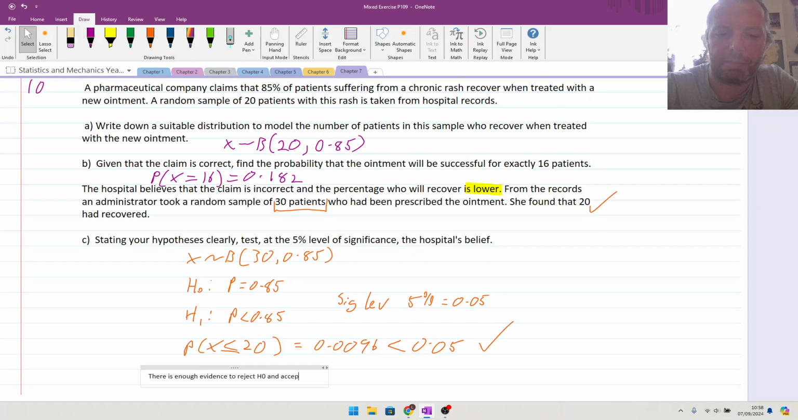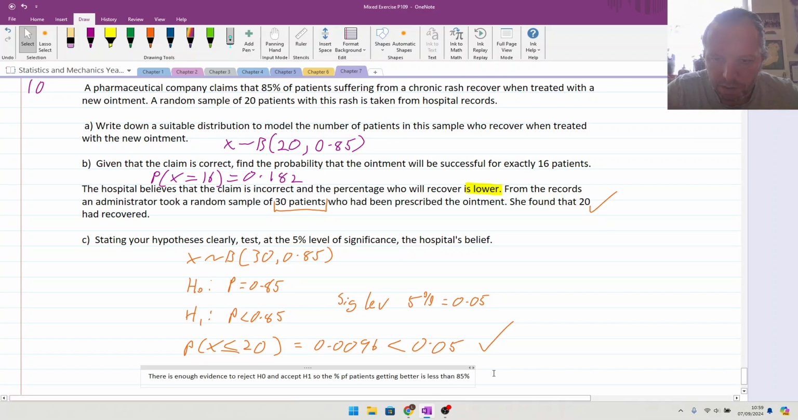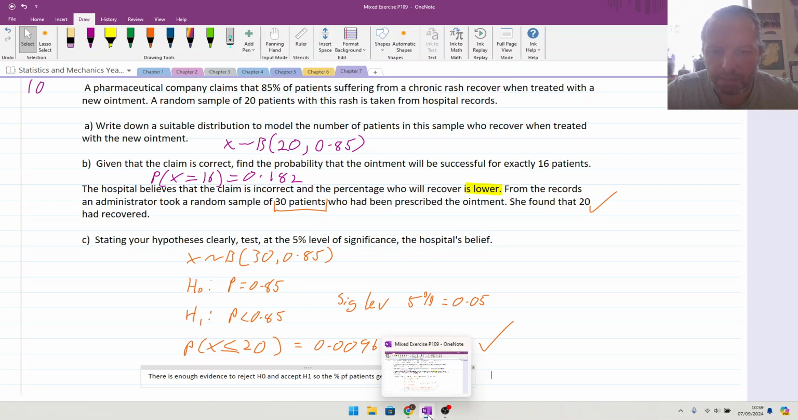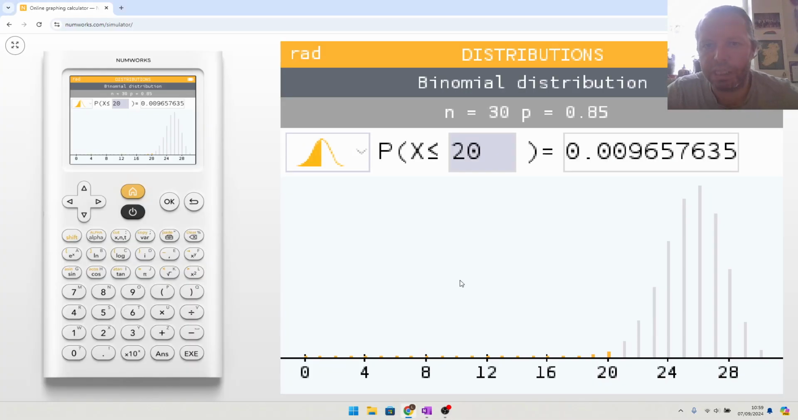and accept the alternative. So the percentage of patients getting better is less than 85%. That's it done.